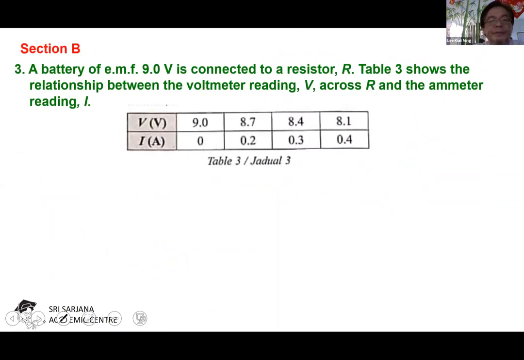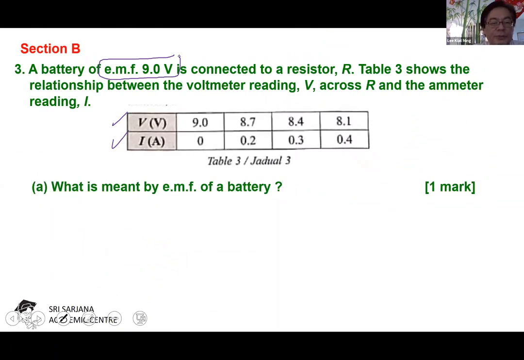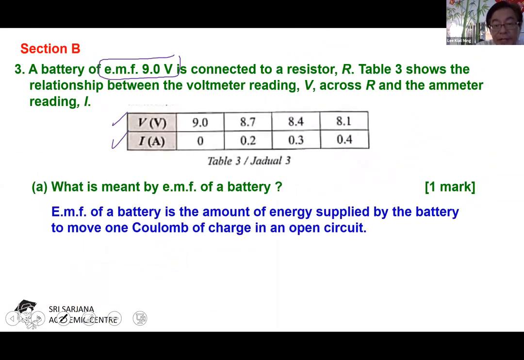All right. So V and I with electromotive 9 volt. Let's take a good look. What is electromotive? Then you must use the word energy supply, to move one unit of Coulomb charge in an open circuit. It must be energy supply. You will use what formula to explain?